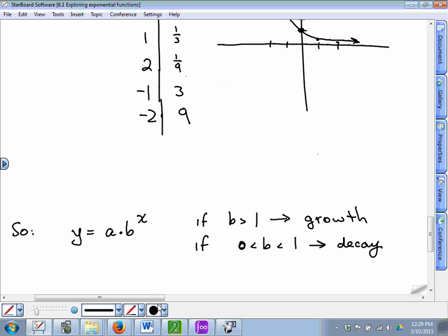Okay, guys. How do you know whether it's growth or decay? It depends on the base of the equation. And by base, I mean the thing connected to the exponent. This is not the base right here. That's just the coefficient. It's the base of the exponent. If the base is larger than 1, you know automatically it's growth. If the base is between 0 and 1, you know it's decay. You don't have to look at the graph. All you've got to have is the equation.